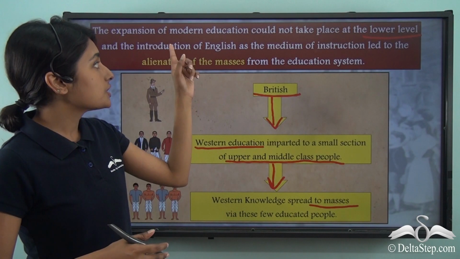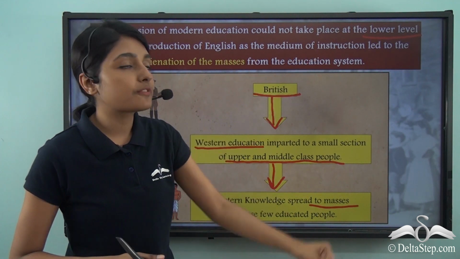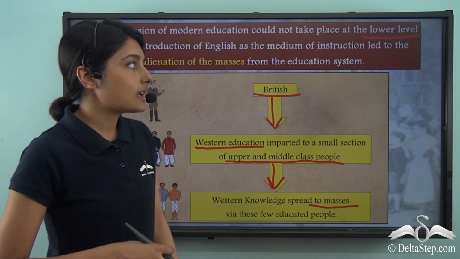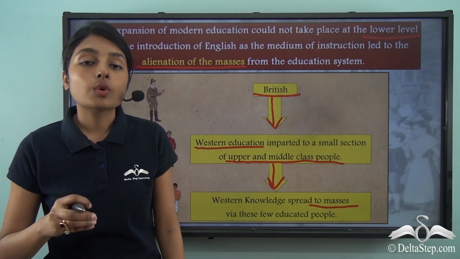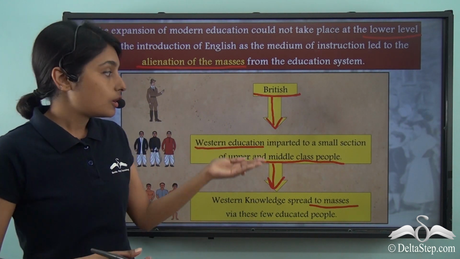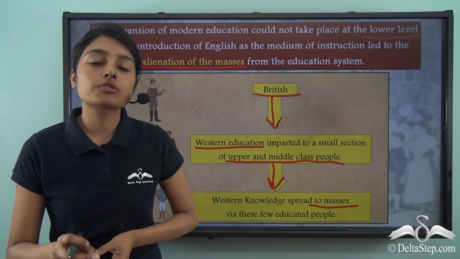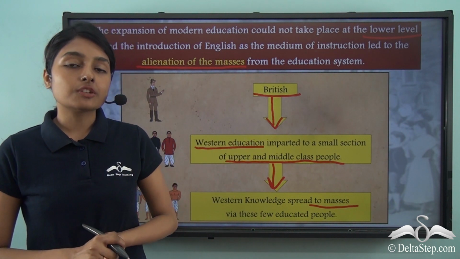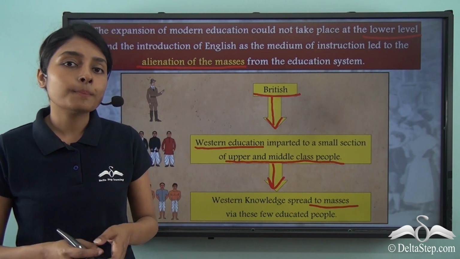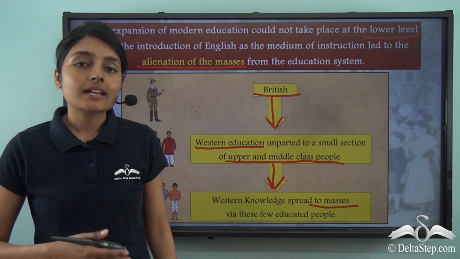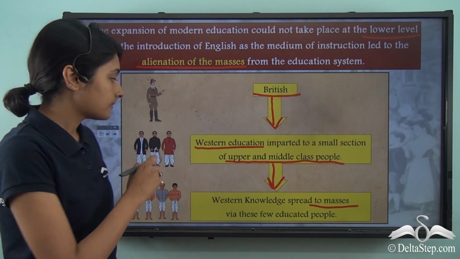And so, by using English as the medium of instruction, the Indian masses were now alienated, because they were not being able to reap the harvest of the introduction of Western education from the subcontinent. Instead, they felt alienated from this entire Anglicized education system.